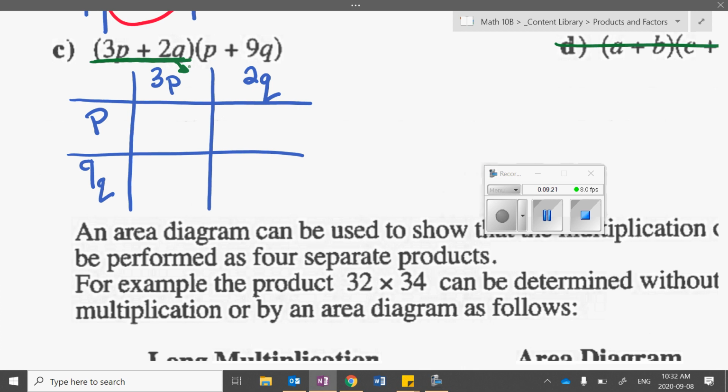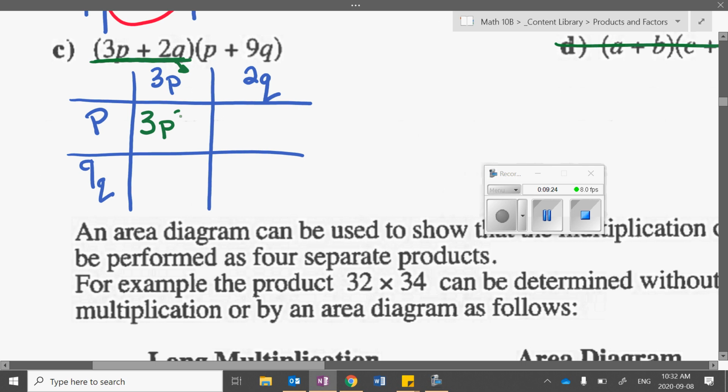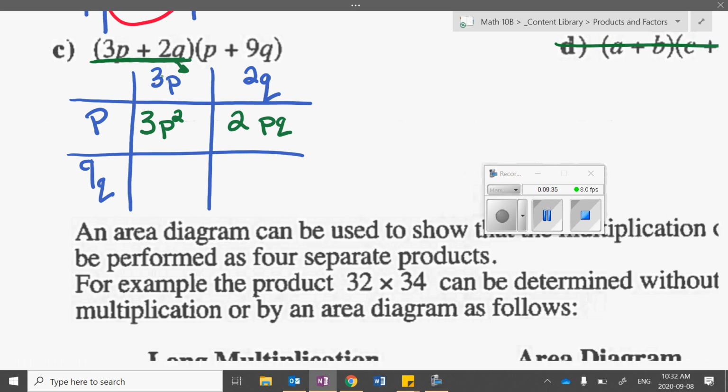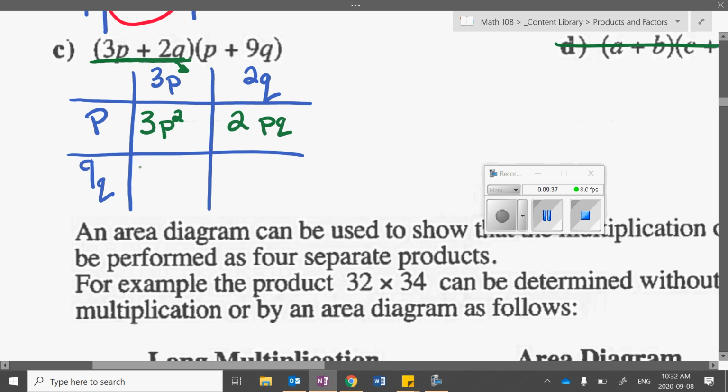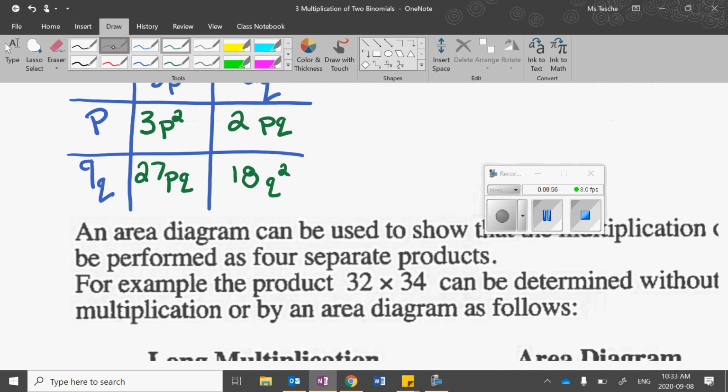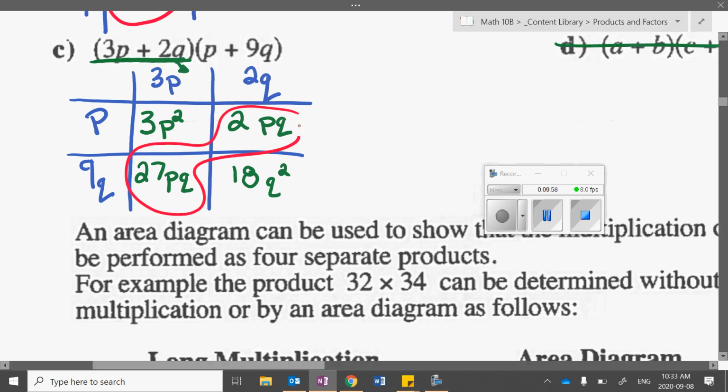So 3p times p gives me 3p squared. 2q times p gives me 2pq. If you wrote it qp, that's fine, but ideally we're putting it alphabetical. 3p times 9q gives us 27pq. Keep them in the same order, be consistent at the very least. 2 times 9 gives me 18. q times q gives me q squared. So again, I can combine like terms, pq and pq, those can go together.